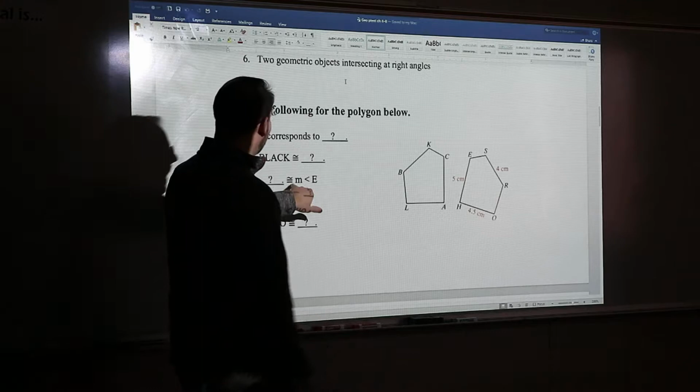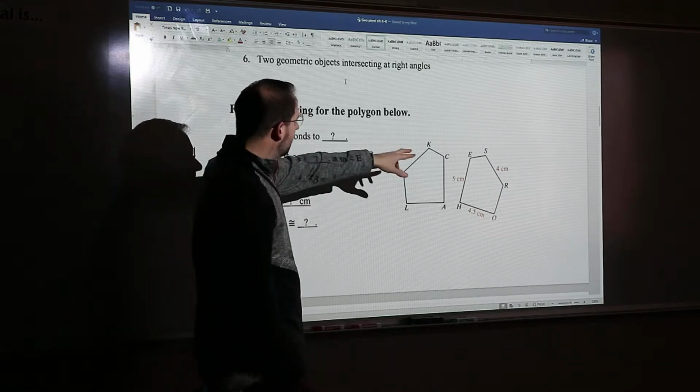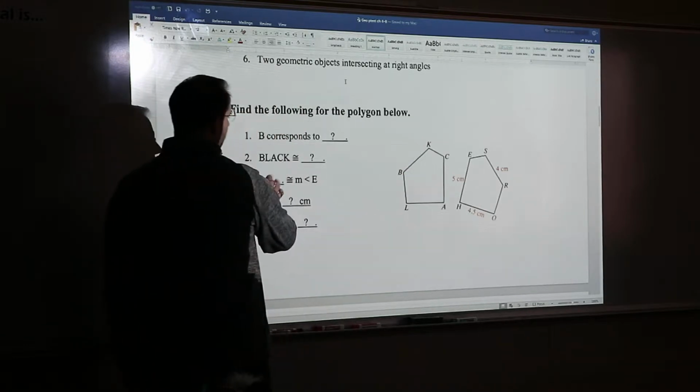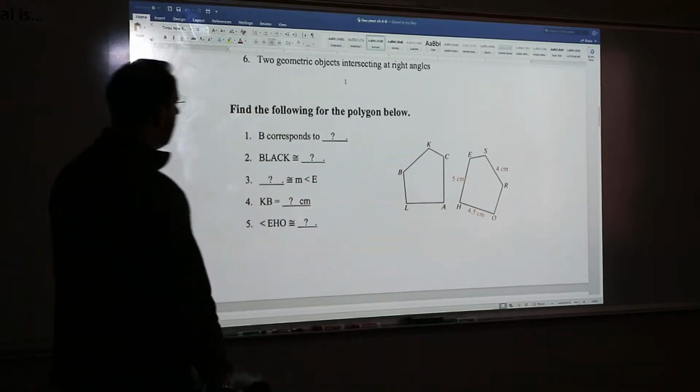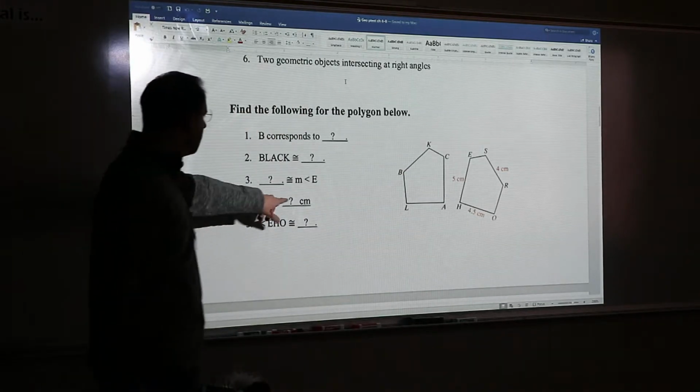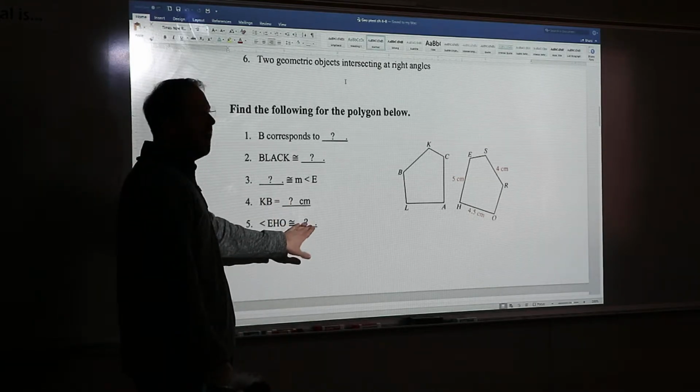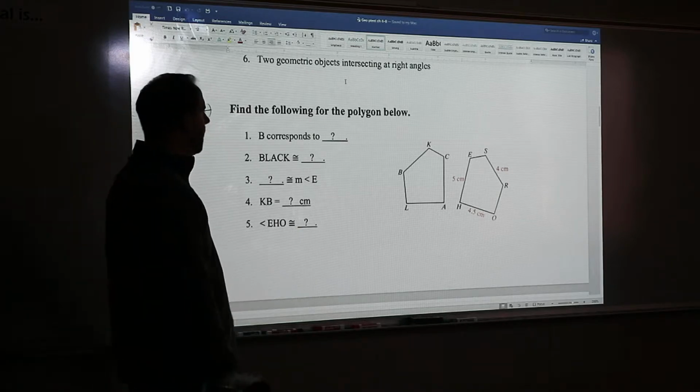The measure of angle E: when you find angle E, what does that correspond to on the other picture? C. So you write the measure of angle C. Okay, that's what you do. So just be careful. This one wants so many centimeters. It doesn't want a side, it wants so many centimeters. This one wants what angle you're equal to. So keep that in mind.